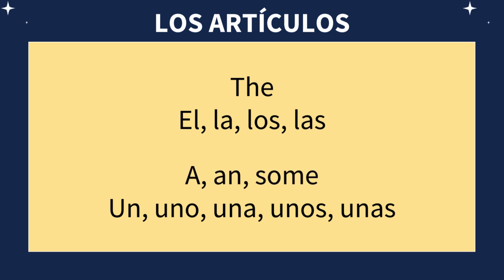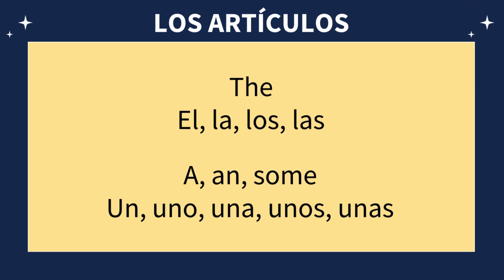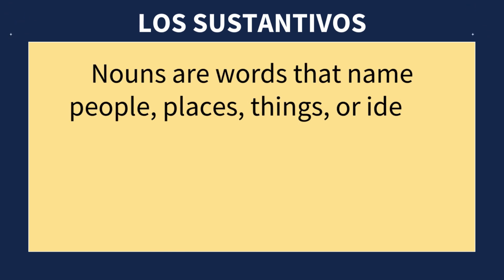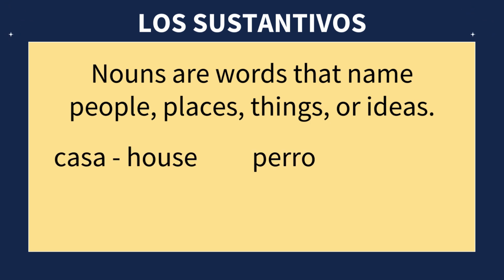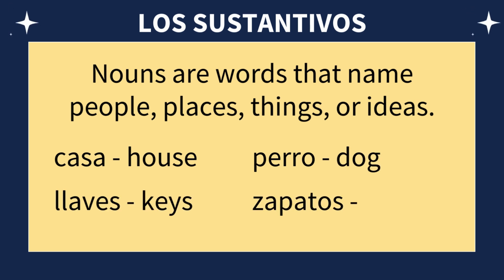The Spanish articles have to agree in gender and number with the nouns they modify. Spanish sometimes omits articles where English will require them and vice versa. We then have nouns, los sustantivos. These are words that name people, places, things, or ideas. For example, casa, house, perro, dog, llaves, keys, zapatos, shoes.